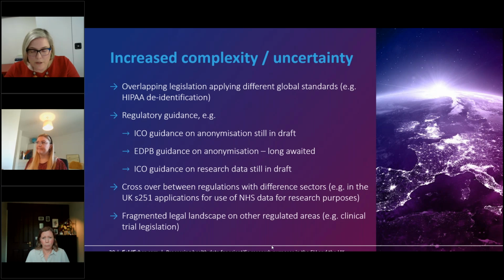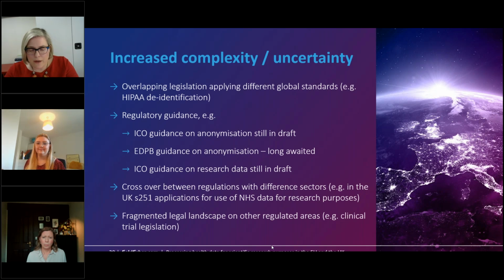The second element of uncertainty is the fact that the regulatory guidance develops very slowly. So, for example, in the slide, I have set out certain pieces of guidance which have been announced but have not been issued yet. So this is in relation to the EDPB guidance on anonymization. This is long awaited. The previous guidance dates to 2012, so we really need an update on this guidance.